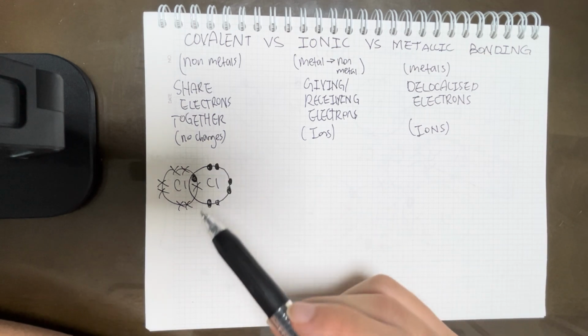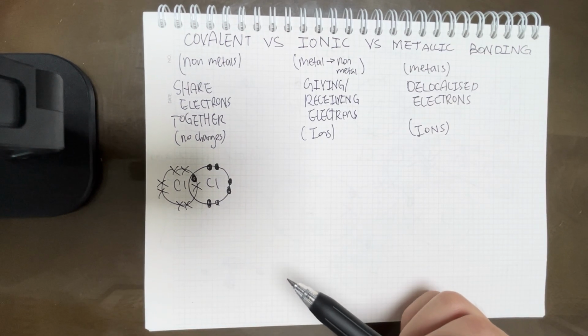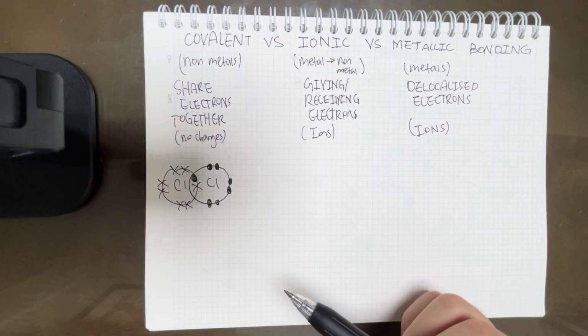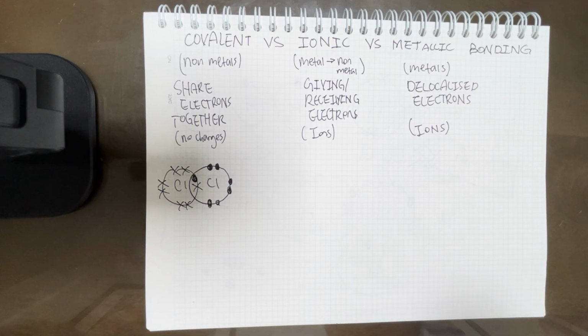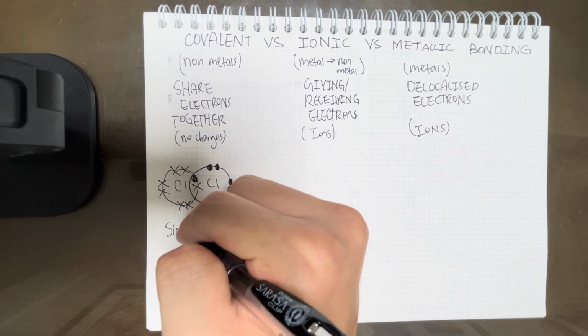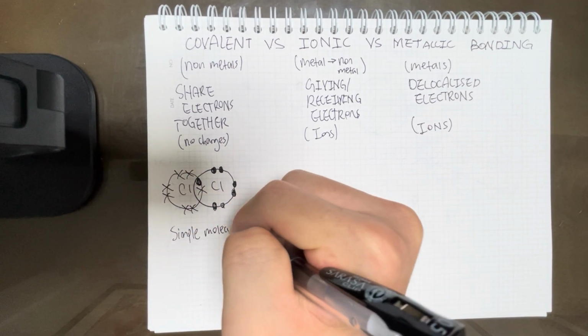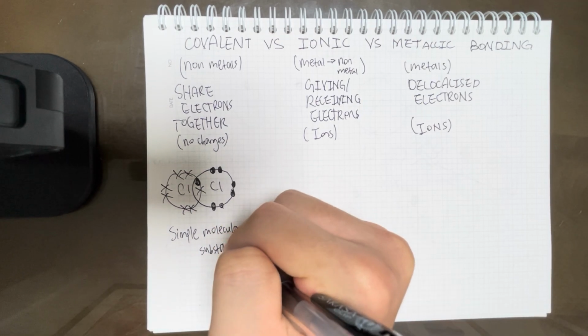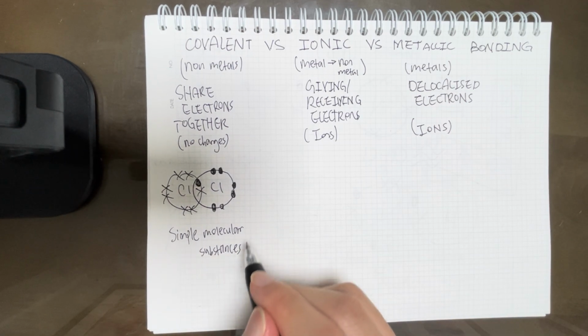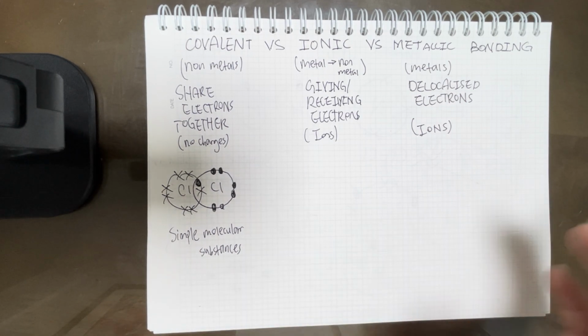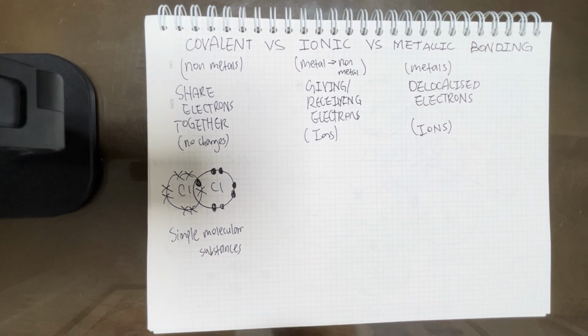Now covalent bonds form covalent compounds. Actually, they don't exactly form covalent compounds, they form different types of substances. So they can form simple molecular substances, which is kind of like these two chlorine atoms here forming a molecule. So it's a simple molecular substance. And they can also form giant covalent substances, which we will look at in the next video.